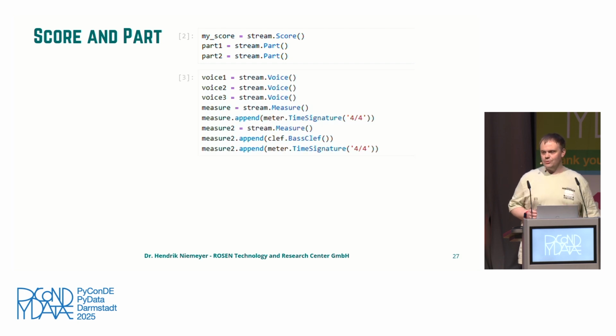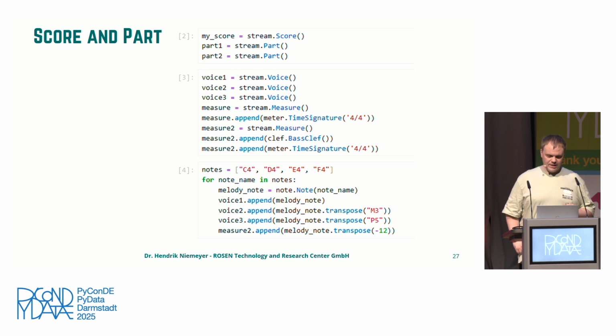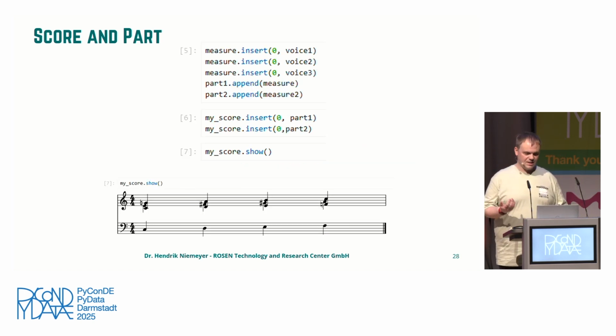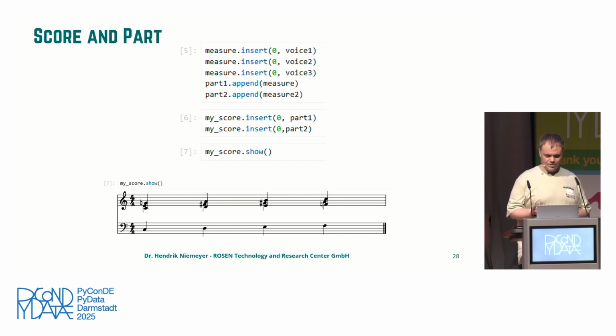Here's an example how you could do that. You just create the objects, score objects, part objects, voice objects, measure objects, and then you can append things to that, like time signatures and other things. And in the end, you again create note objects and append them to voices or measures. And then, as I told you, these containers can store more than one thing at the same index. So you can, for example, in a measure, insert 3 voices at the same position, and then these notes will sound at the same time, as you can see here in the rendering of the music.